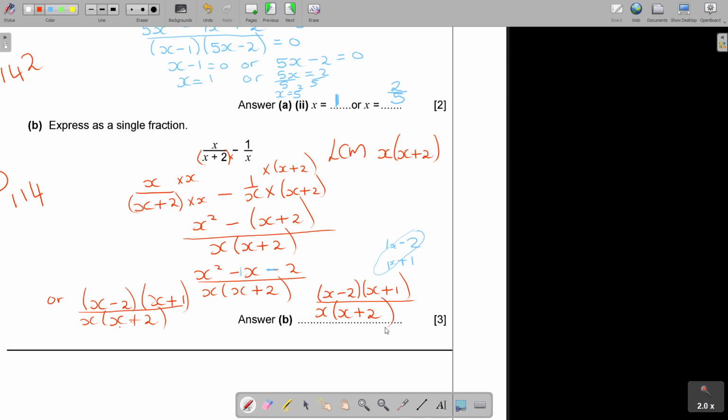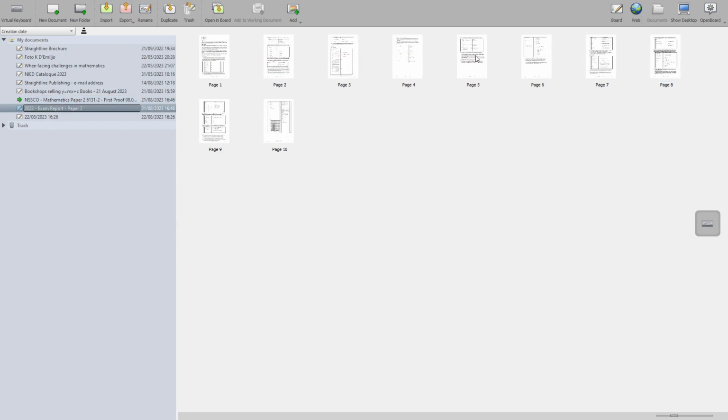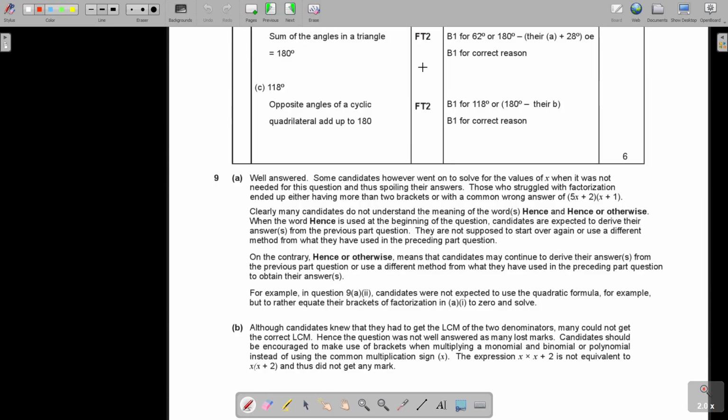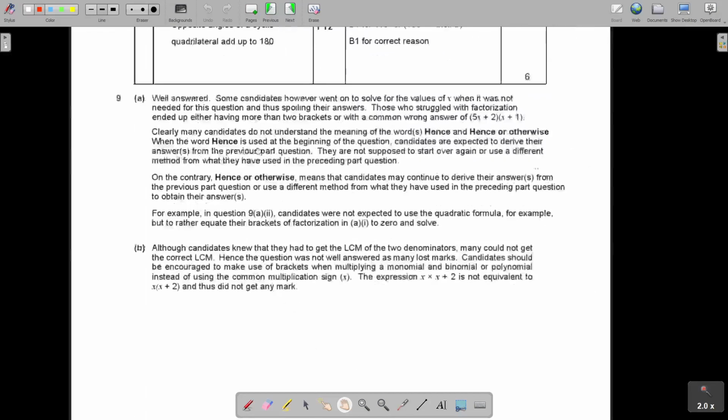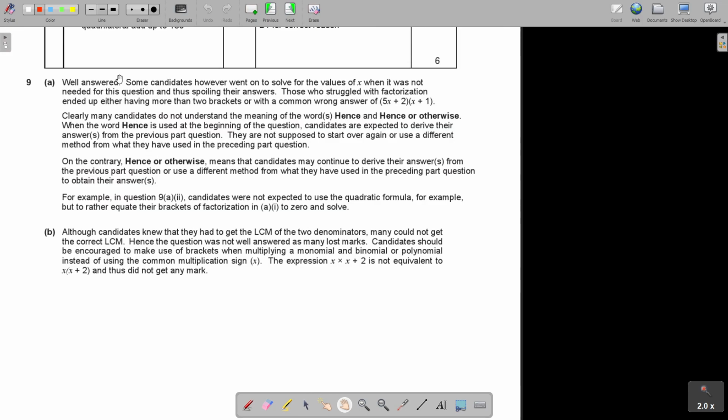But let's go to the exam report. That's why we have the exam report, to see what they expected. Okay. Let's just see. There it was. Okay, let's just go. I'll go now to the next page.